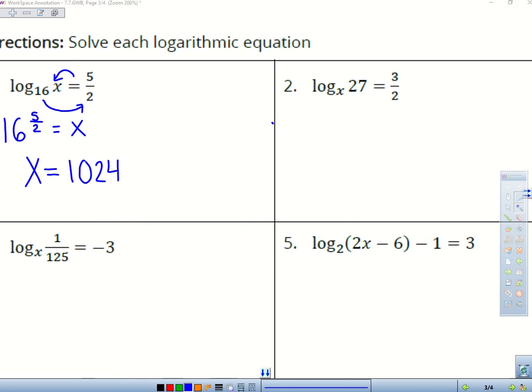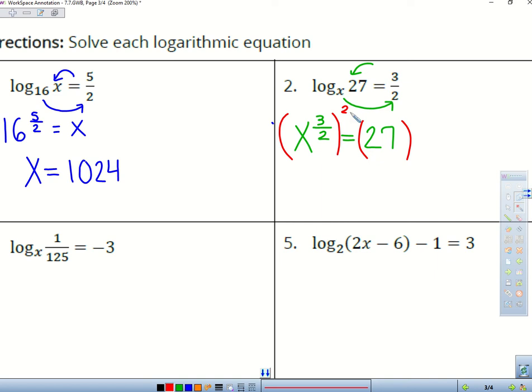All right, next question. Once again, I have log of something equals a number. I'm going to use the arrow method. That's x to the power of 3 halves is equal to 27. Now, our goal is to solve for x, so we need to get rid of what on the x? Good, and how can we get rid of an exponent? By putting it to the reciprocal power, right?